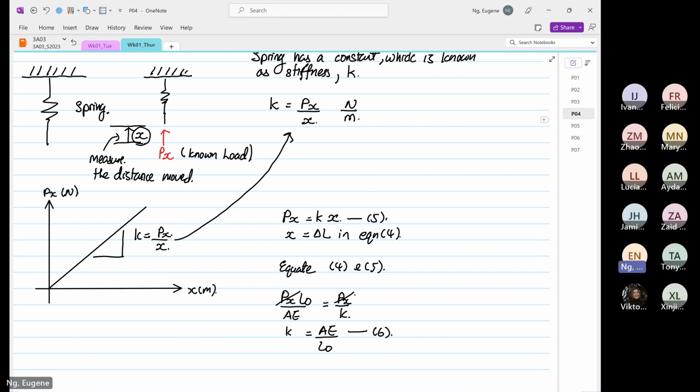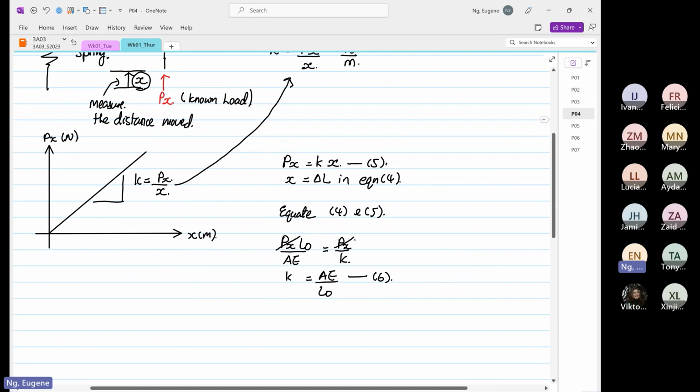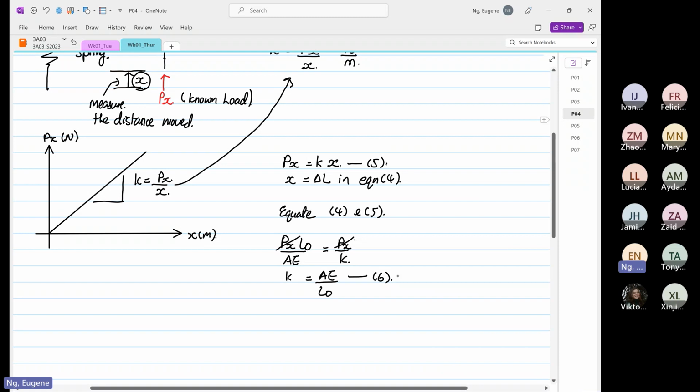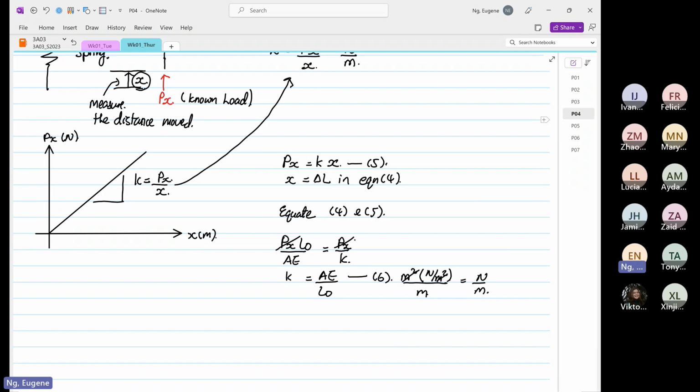What you see over here is that the stiffness is dependent on the cross-sectional area, the original length, and the Young's modulus. If we look at units, this is in meter squared, over here this is in Newton per meter squared, and over here we have meter. You cancel everything, and it's also equal to Newton per meter.